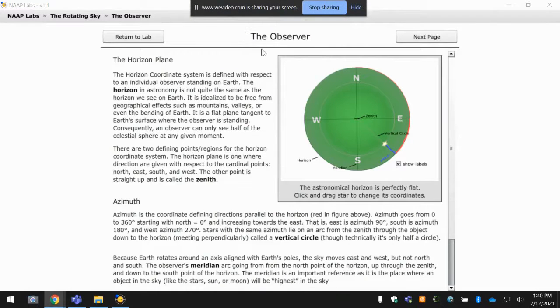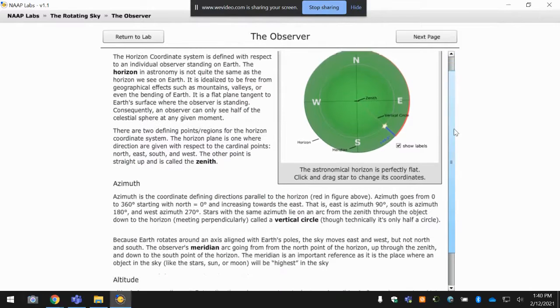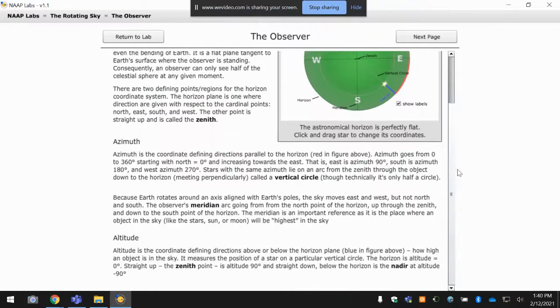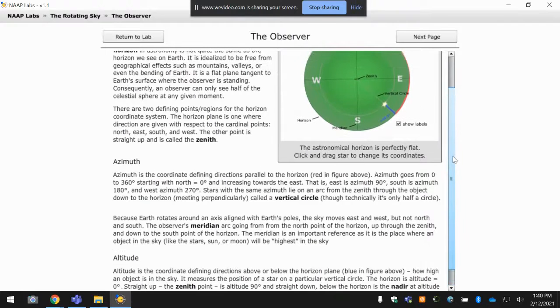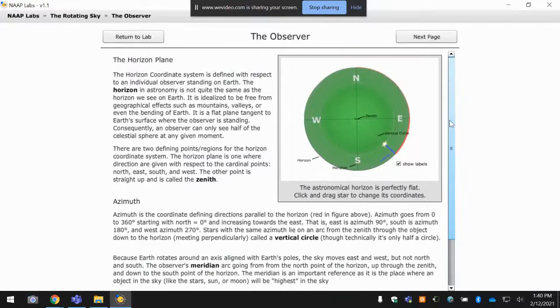All right, everyone, here is what you need to see for questions 1 through 7 on the rotating sky, the observer section. You can go ahead and pause the video so that you can get the information and read it. And I've set the simulator for question number 7, this one right here.